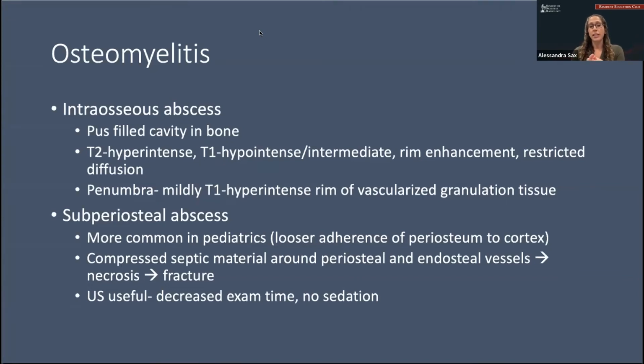It's important to recognize in the case of a subperiosteal abscess, yes, you can get beautiful MR images of these subperiosteal abscesses, but again, because these happen in pediatric patients, they often have to be sedated for MRI. But you can actually use ultrasound to look at subperiosteal abscesses. So you're going to have a decreased exam time, and you're not going to have to sedate the child for the examination.